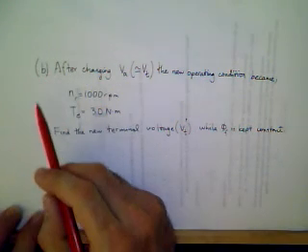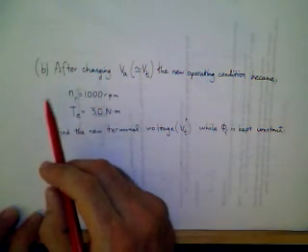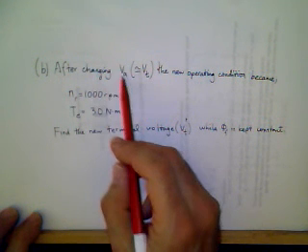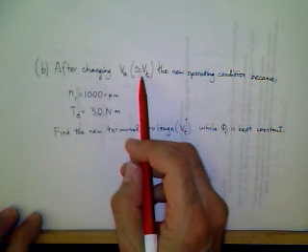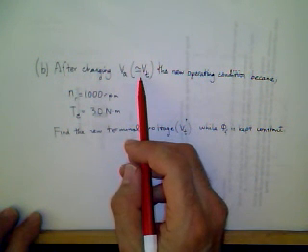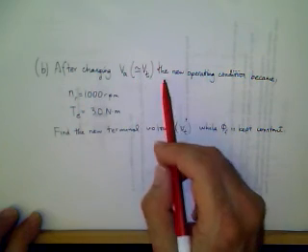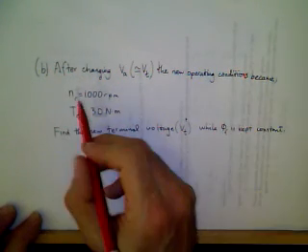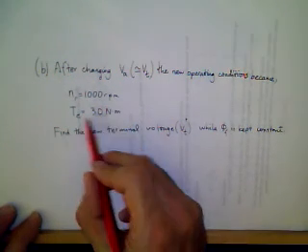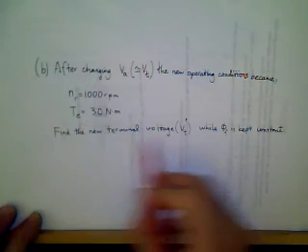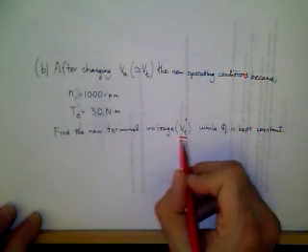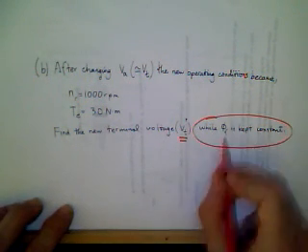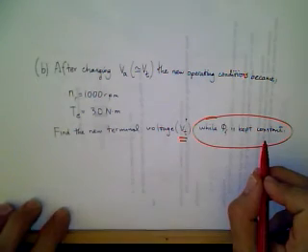In part B, we change the terminal voltage to change the speed of the motor. So after changing V sub A, which is almost equal to terminal voltage, neglecting the voltage drop across the armature resistance, the new operating conditions became new speed 1000 RPM, new torque 30 Newton meters. So we have to find the new terminal voltage, while field is kept constant.